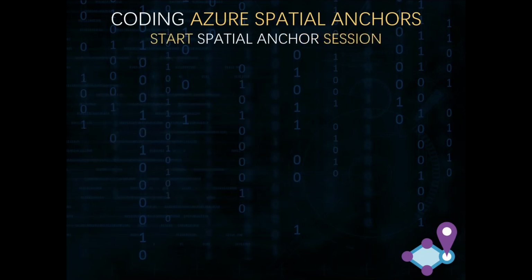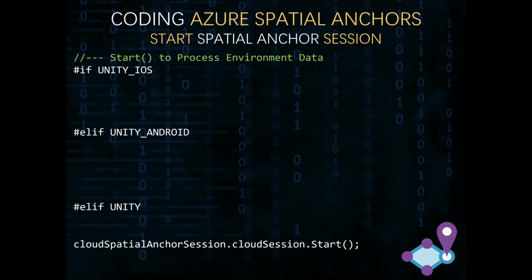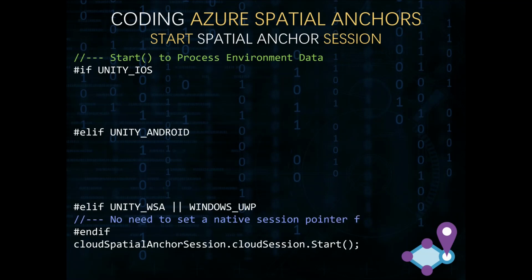So now how do we start the spatial anchor session? We call start to process the environment data, and this is really what you have to do for most of it. But remember, we're coding this for iOS, Android, and the HoloLens. So we can set up these nice if-else statements. If I'm utilizing the HoloLens, nothing else is needed. That's the only statement I need.